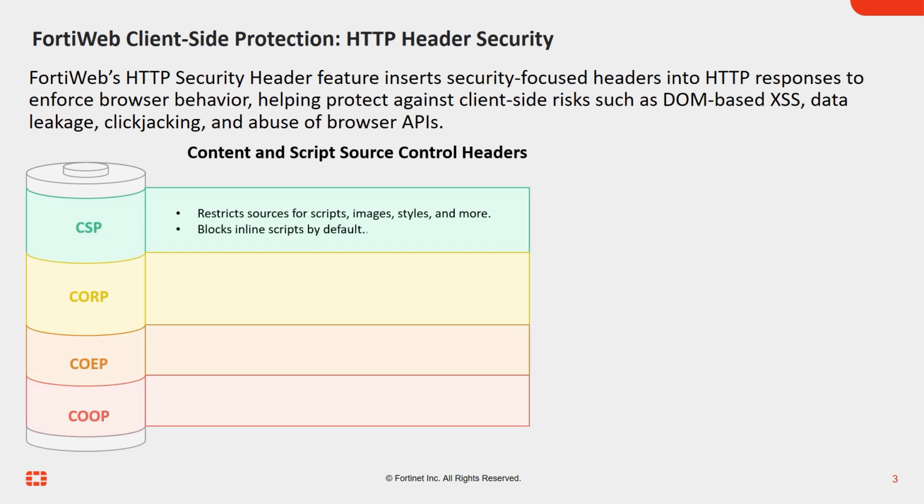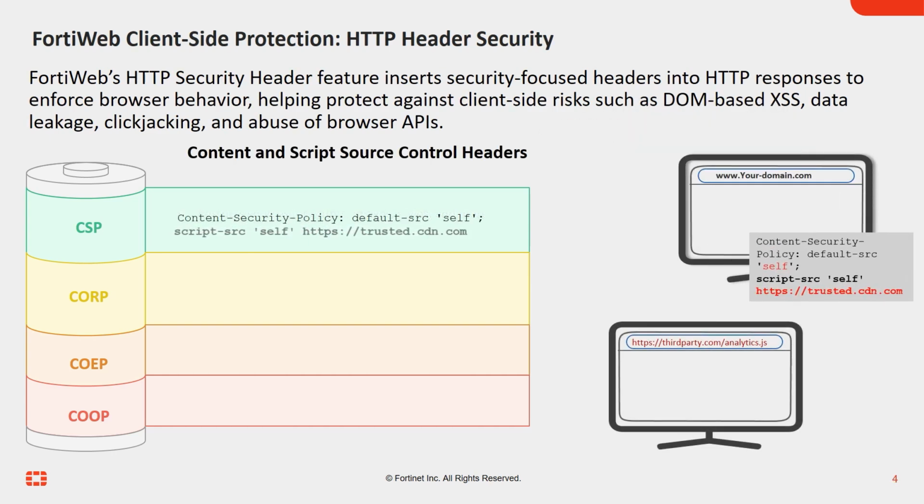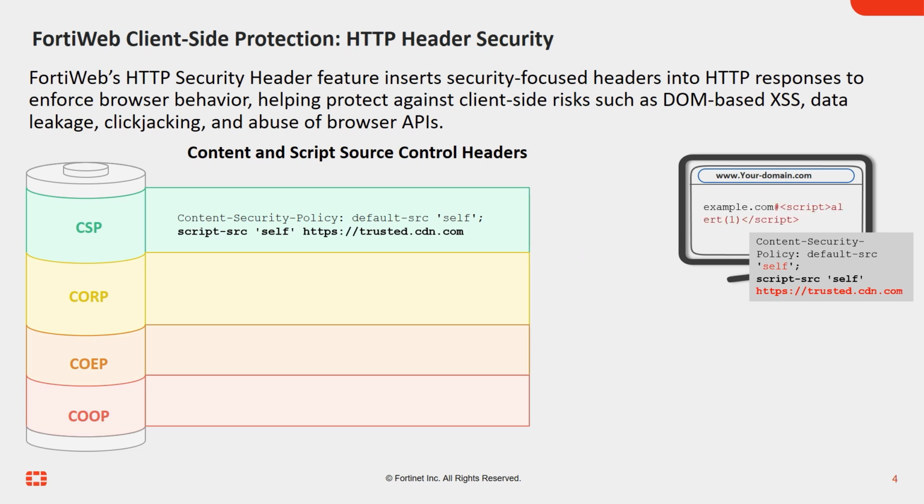The Content Security Policy header restricts the sources from which scripts, images, styles, and other resources can be loaded. By default, it blocks the execution of inline scripts. For example, according to the directives defined in this CSP header, your site blocks scripts from a third-party domain because it's not explicitly listed as a trusted source. Inline scripts are also blocked by default, as CSP does not allow them unless specifically permitted.